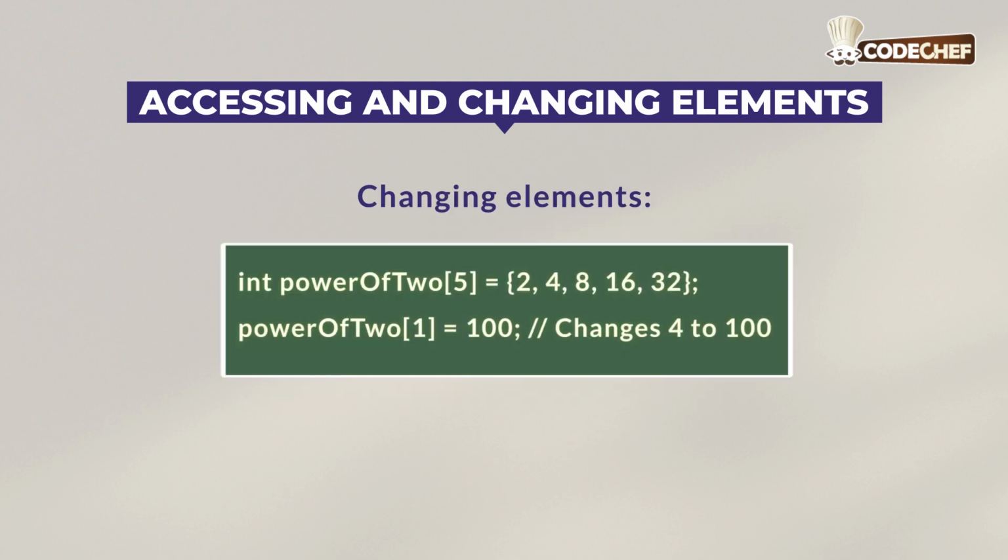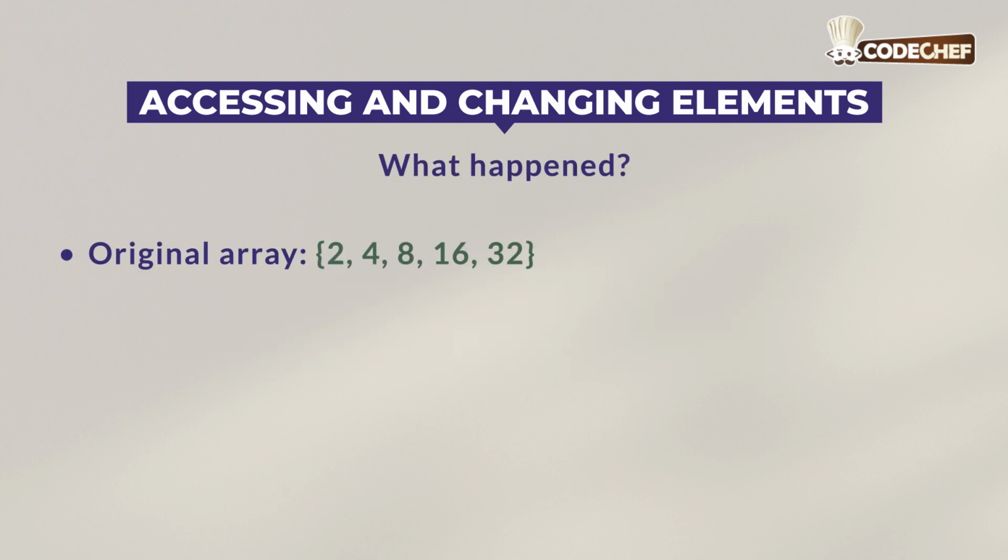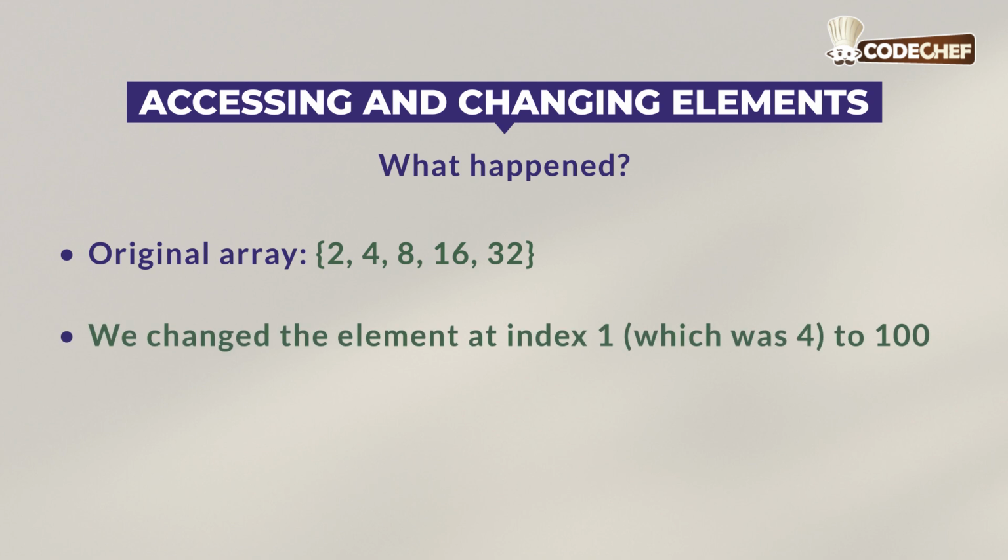Changing elements. Int power_of_2[5] with values 2, 4, 8, 16 and 32. power_of_2[1] = 100. So we have changed 4 to 100. This is position 0 and this is position 1. We have asked to change position 1 to 100, so 4 is changed to 100. What happened here exactly? The original array 2, 4, 8, 16 and 32, we changed the element at index 1, which is 4, to 100. So our new array is 2, 100, 8, 16 and 32, replacing the 4 over here.